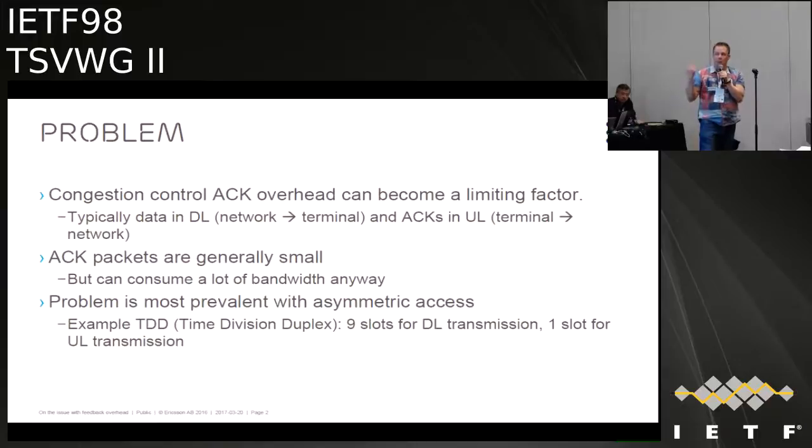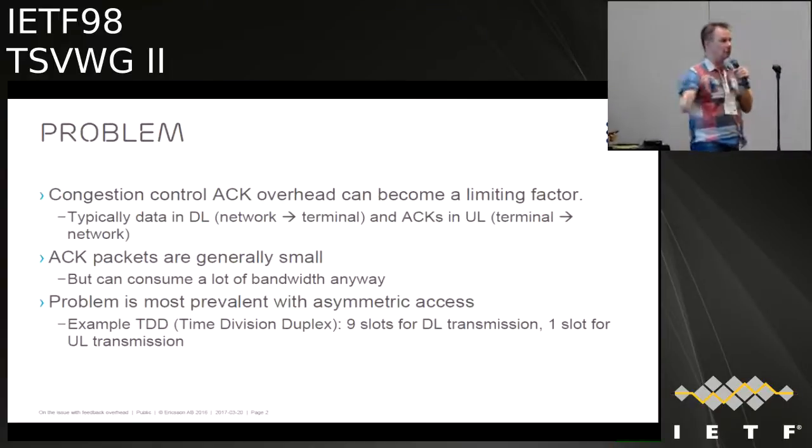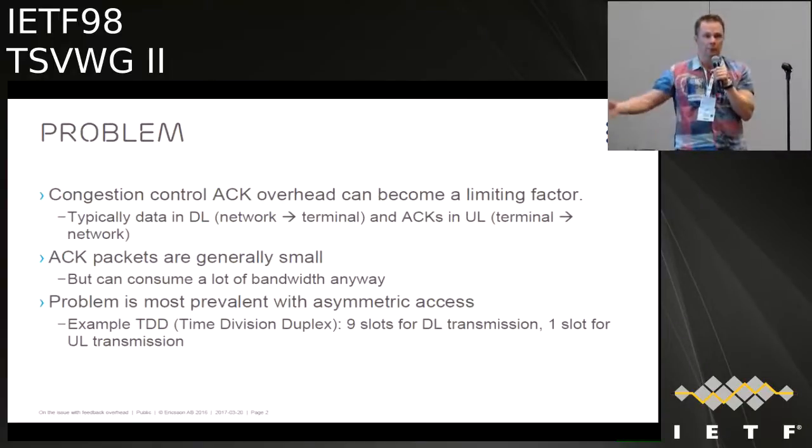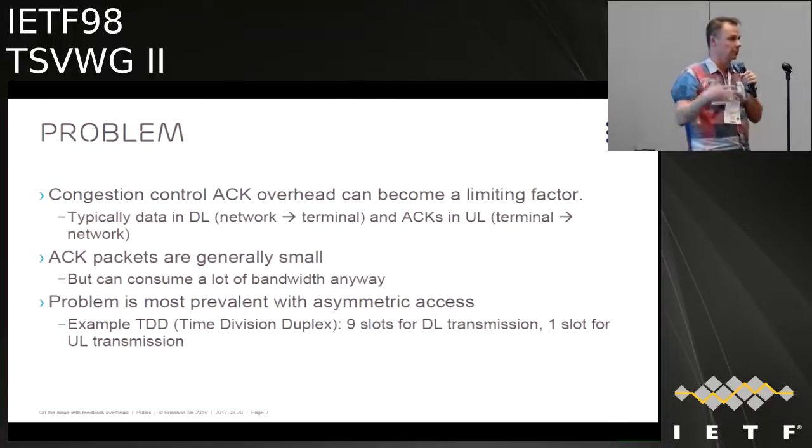The problem is most prevalent if you have asymmetric access. For instance, with time division duplex, you can have 9 slots for the downlink transmission and 1 slot for the uplink transmission. The acknowledgements need to go in the uplink slot, and it's not always possible to get data from many users in one uplink slot. So the uplink can become limiting even though the uplink data rate is quite small, with just small ACK packets.